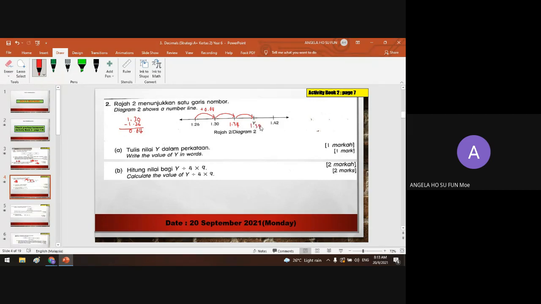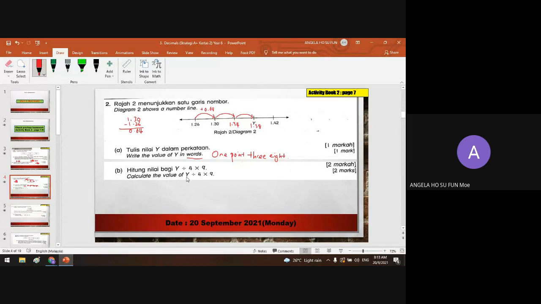But you don't leave your answer 1.38 like this, because the question asks you to write this in words. So you have to write 1 point 3 8. Write in words. Remember, follow the instructions. Very easy only. All right, how about B?